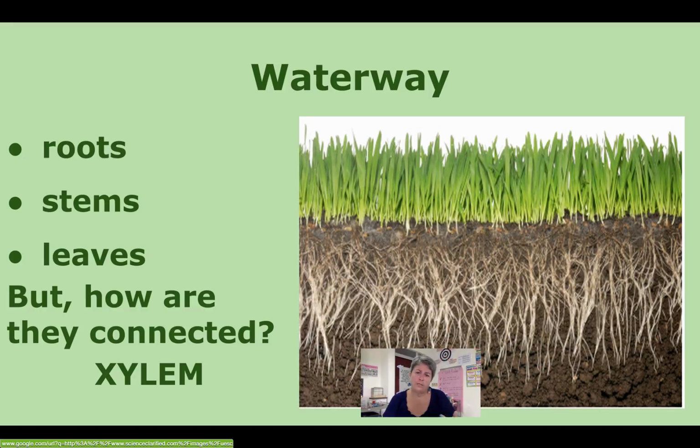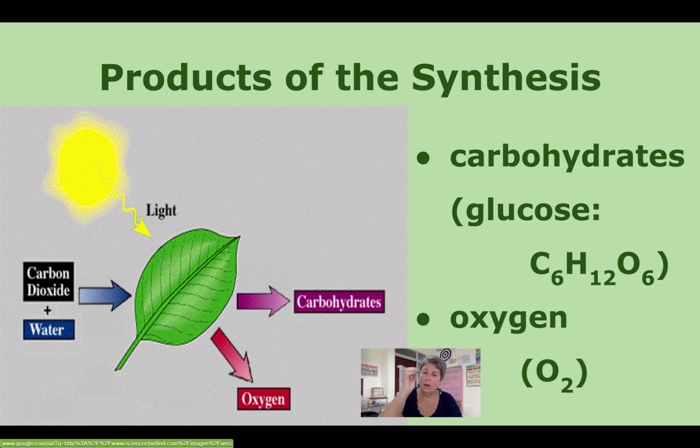Okay, some of the water is used for other important reasons, but some of the water has to get into the leaf so that photosynthesis can happen. That vascular tissue in vascular plants is called xylem. And so xylem is specialized vascular tissue that carries water from the roots to all parts of the plant. All right, so then those were our puzzle pieces and how they get into the plant for photosynthesis to happen.